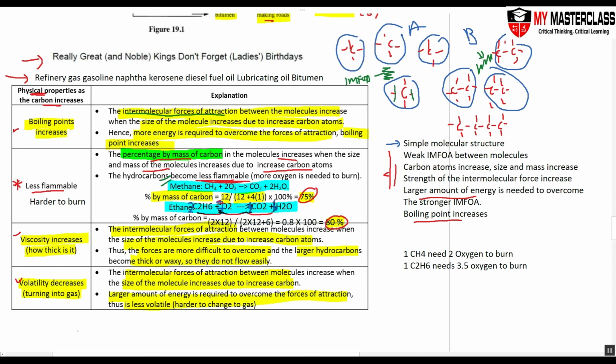Okay, so these are your explanations for the physical properties of your hydrocarbons, the fossil fuels or the petroleum that you dig out from the soil. And these petroleum and fossil fuels are mostly hydrocarbons with single bonds, mostly your alkanes.